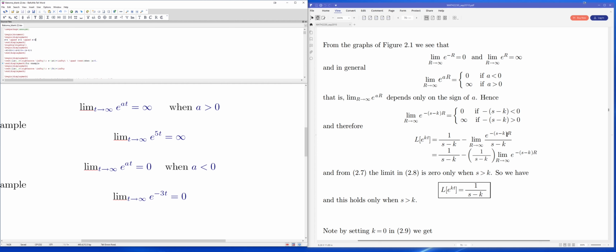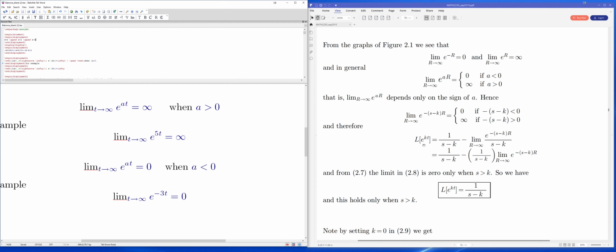If you have a negative coefficient in front of the r, what that means is that the limit of the exponential is going to be 0. This is what I'm saying here: if the minus s minus k is negative, then the limit of the exponential is 0. If the minus s minus k is positive, then I get infinity. So the limit I get for this exponential depends on whether minus s minus k is positive or negative.